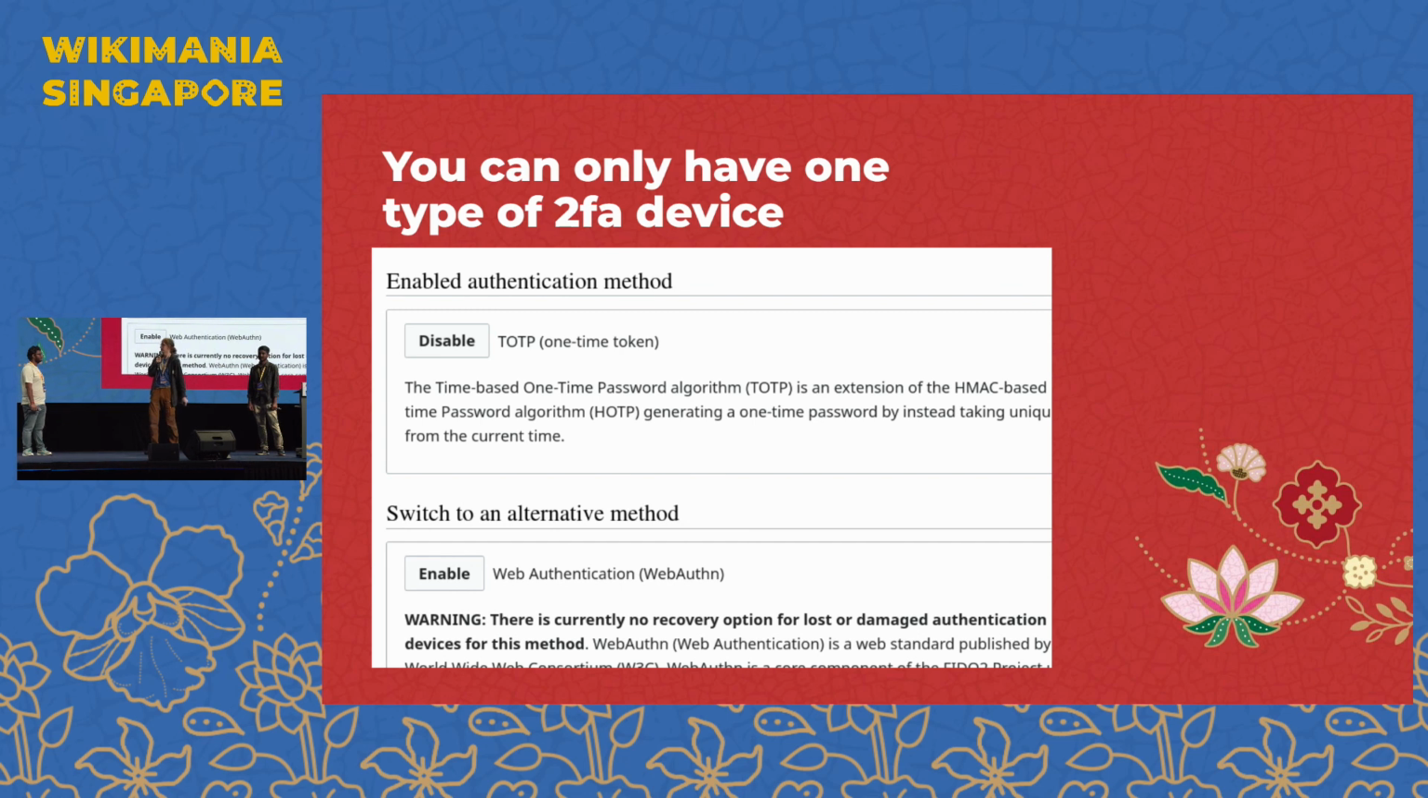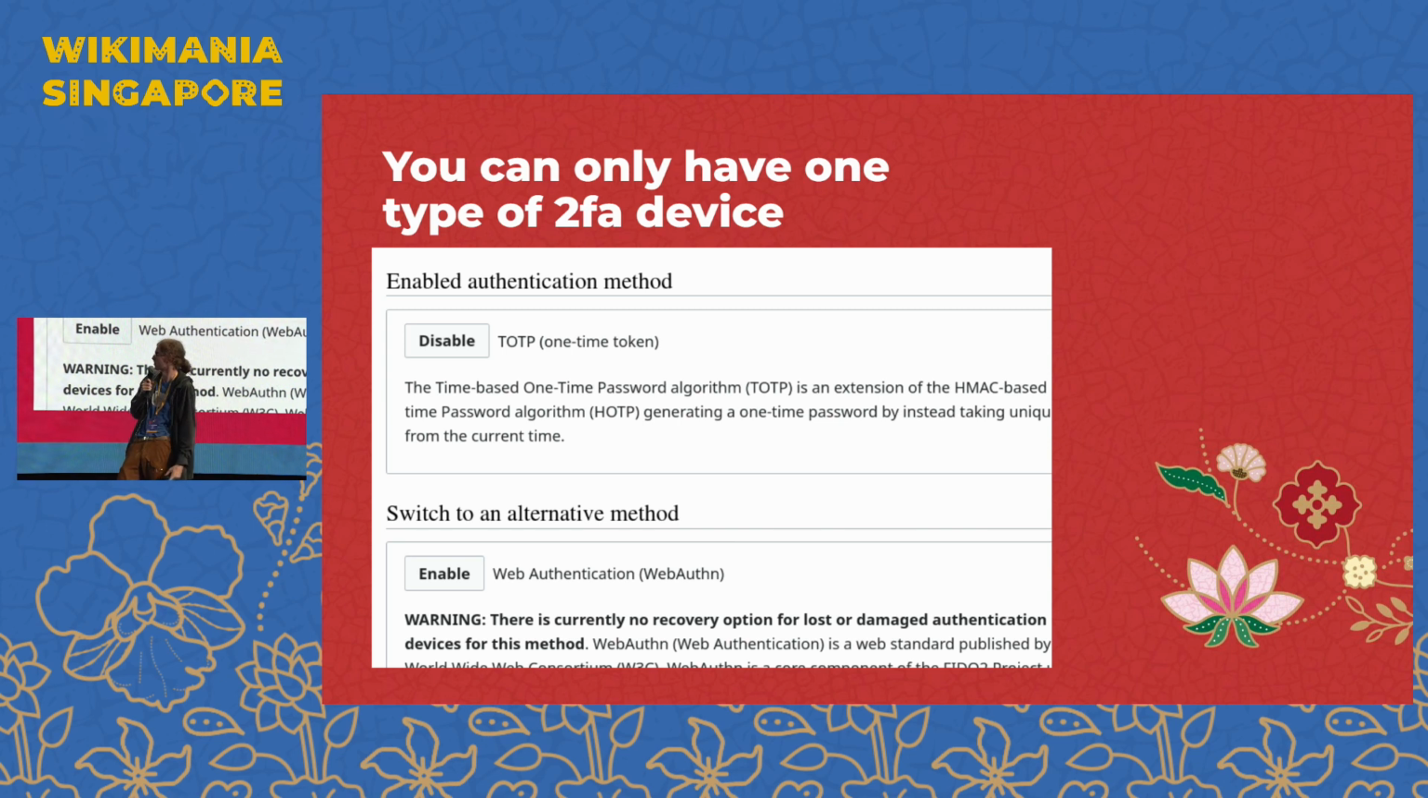So currently, if you want to secure your account using two-factor authentication, you need to choose whether you want to use the TOTP token method or the WebAuthn security key method, but you can't use both. And this is not ideal because the recovery codes are embedded in the TOTP method and you can't use them if you use WebAuthn.